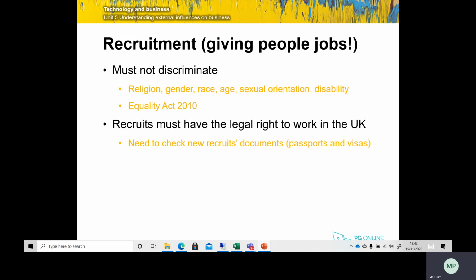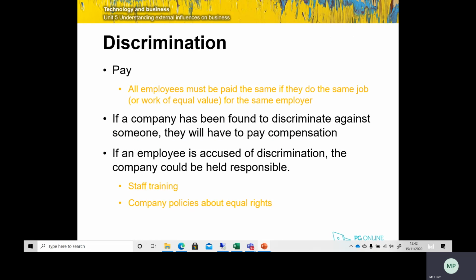Okay, so that is recruitment. The next law is discrimination itself. So, for example, pay. You can't pay one person more than somebody else if they're doing the same job. You might see this in the news, what's called the gender pay gap, where you will see businesses pay, for some reason, males more than females, even though they do exactly the same job. So all employees must be paid the same if they do the same job or work of equal value for the same employer. You can't discriminate. If you do, they're entitled to compensation.